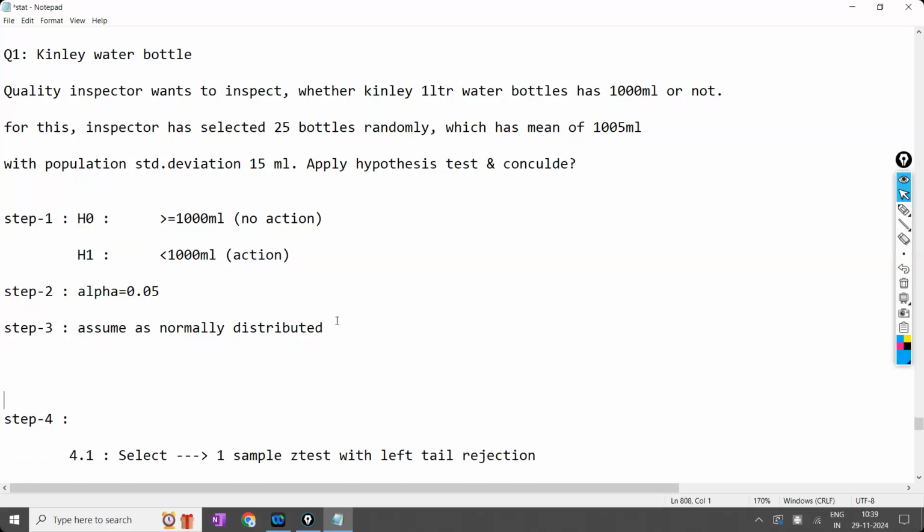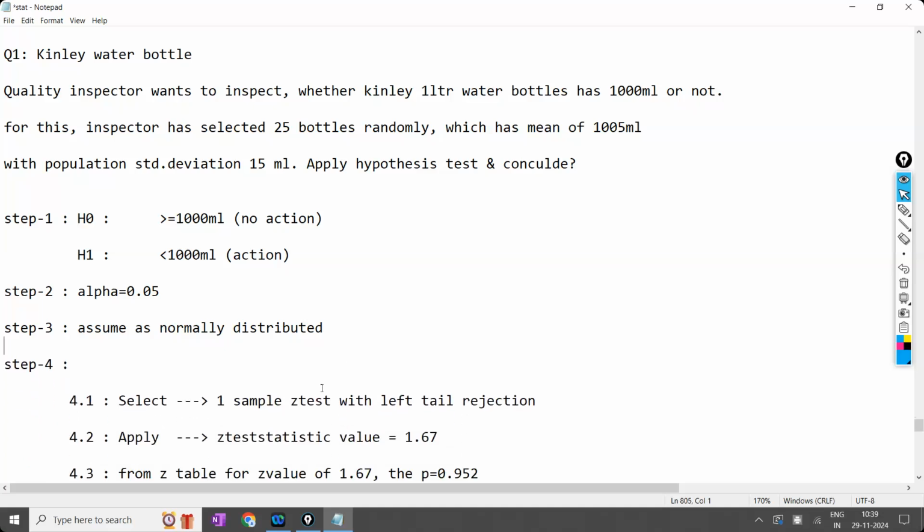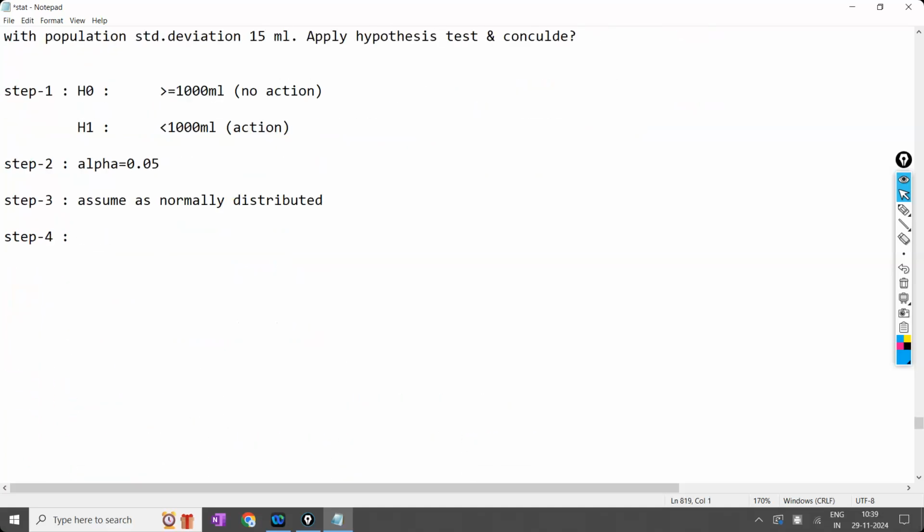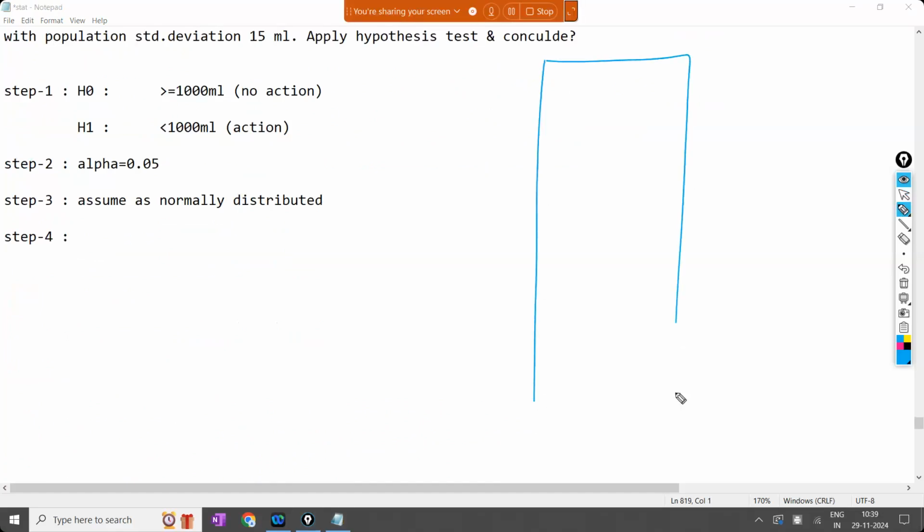In step 4, first you have to select the test. Here the tests are there. What are the different types of tests? In the notes you have written: one sample Z test, one sample T test, ANOVA test. Total 3 are there. Now first you have to tell me, in the given data set, are you having one column or more than one column?